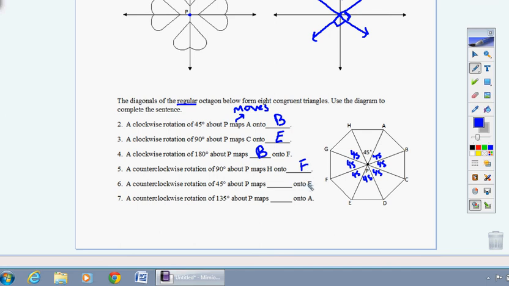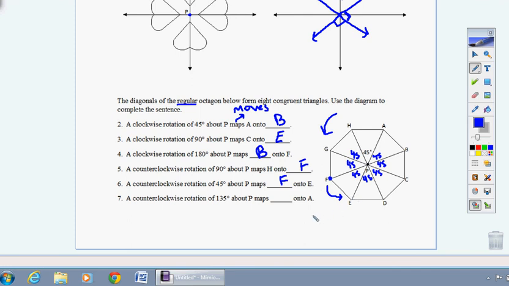Number 6 says a counterclockwise rotation of 45 degrees about P maps what onto E? Again we're moving counterclockwise, so we're going this way around the circle. And it wants to know what point, if I rotate it 45 degrees, will I end up on point E? Well, if we start at point E and we go backwards 45 degrees, we will end up on point F. So if I take point F and rotate it 45 degrees counterclockwise, I will end up on point E.